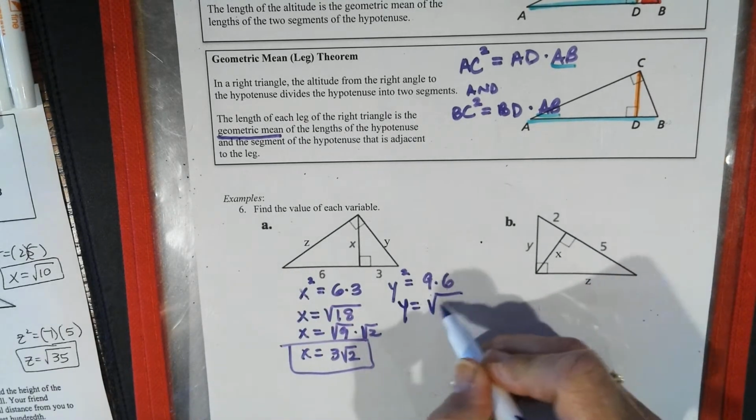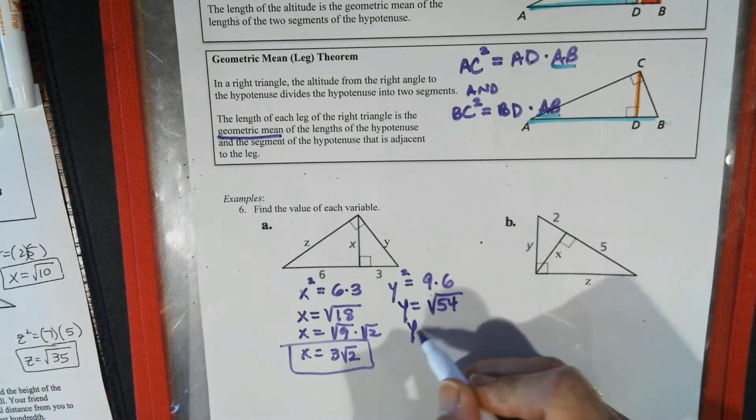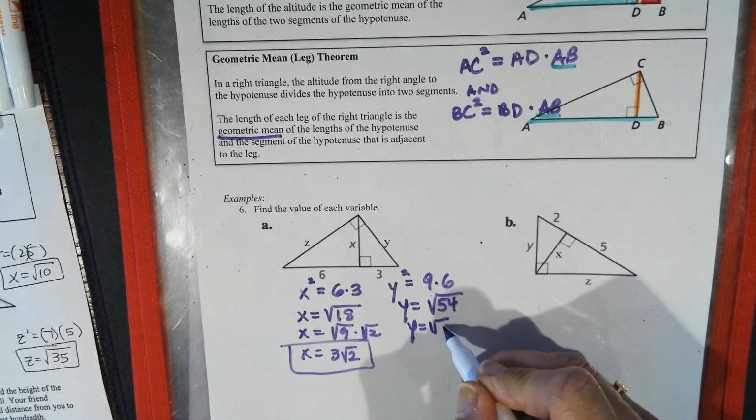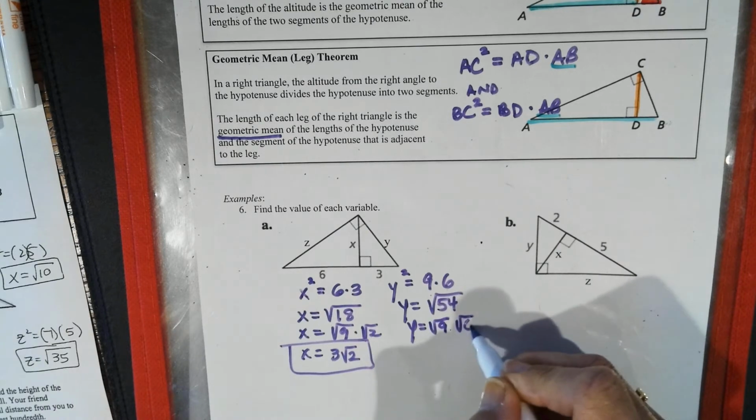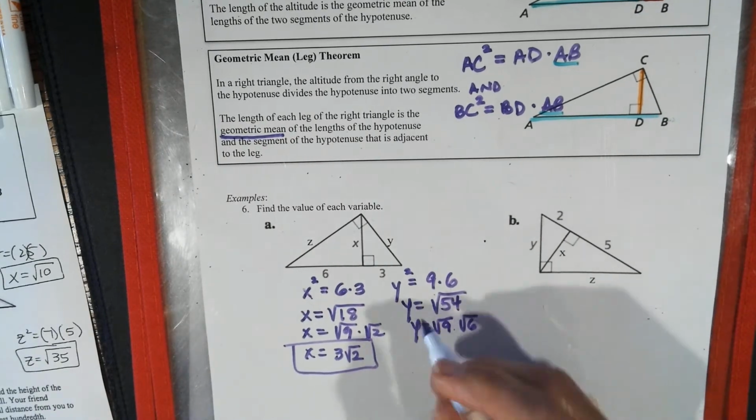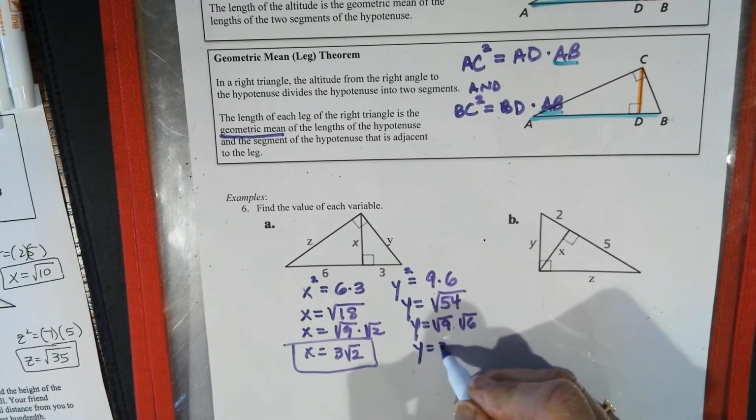So y is equal to the square root of 54, which is 9 times 6. I probably could have gone straight there. And that is 3 root 6.